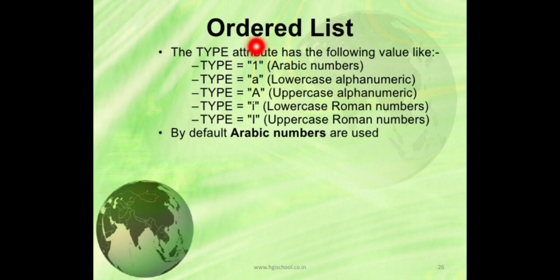Now the ordered list. I told you this is the second type of list. Here the type attribute is there. Ordered list means numbered list. It can be in any order; not necessarily numbers only. We can change it: in place of numbers we can write capital letters, small letters, small Roman numerals, or capital Roman numerals. By default Arabic numbers are always used. If you do not mention the type attribute, it will still be numbers only.